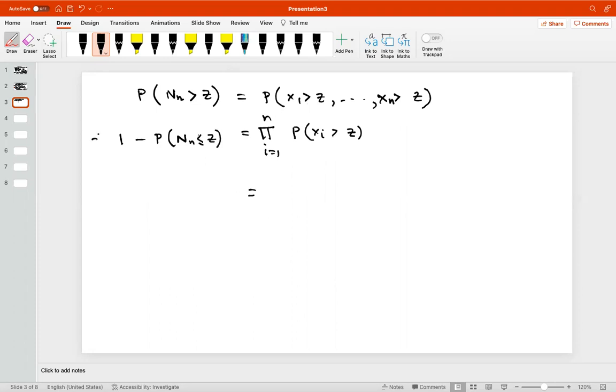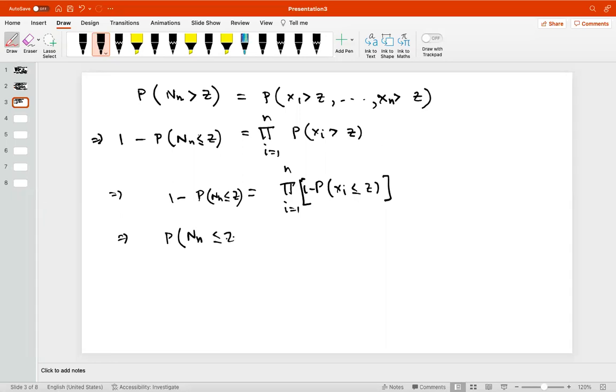Now again it is just a product. So it is the product over i equal to 1 to n of 1 minus the probability of Xi less than or equal to z, and this is 1 minus the probability of Mn less than or equal to z. That means the probability of Mn less than or equal to z, the distribution function of the minimum, is just 1 minus the product over i equal to 1 to n of 1 minus the probability of Xi less than or equal to z.